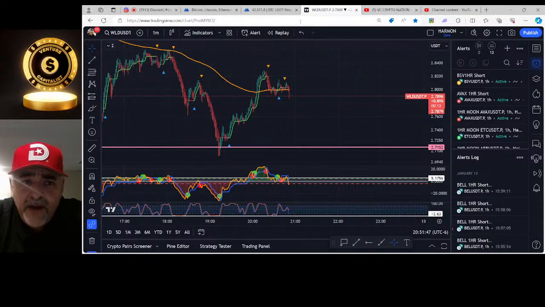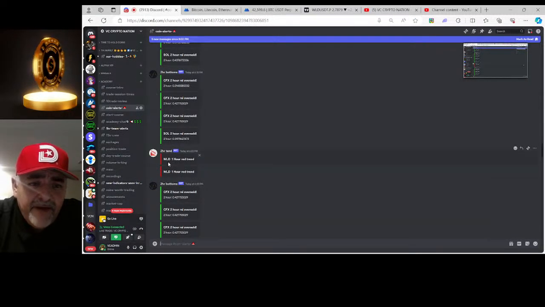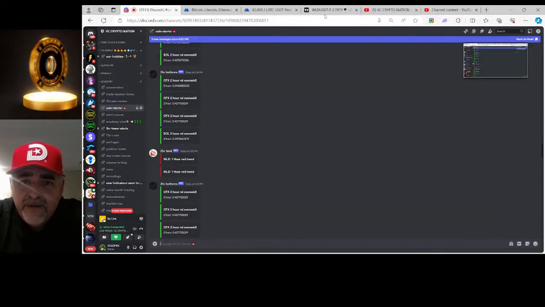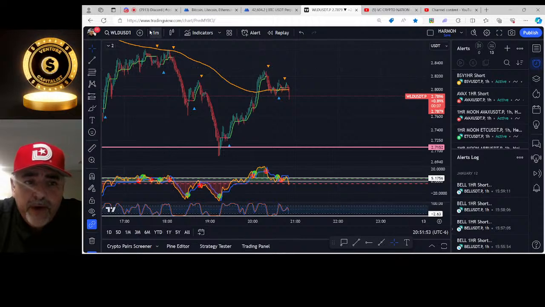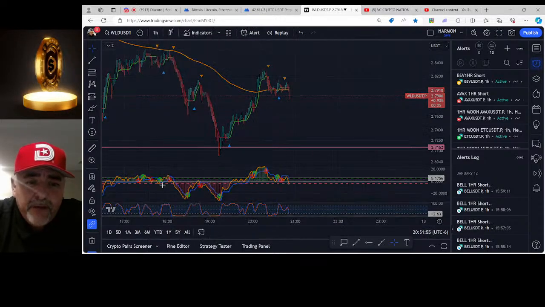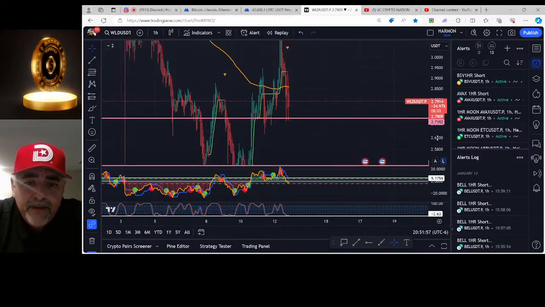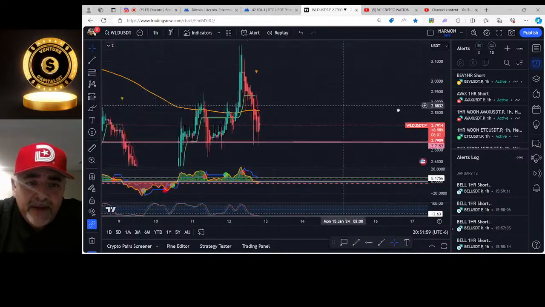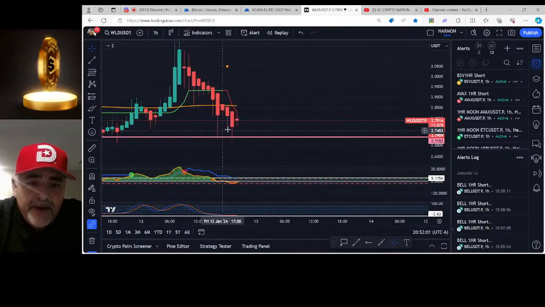So first things first, let's go back to our alerts. We have a wild 1-hour red trend, right? So let's jump over to wild. We're going to look for the 1 hour red trend. Slide down, 1 hour red trend, right? Scroll down on my mouse and look at that beautiful trade that came out of that 1 hour, right?